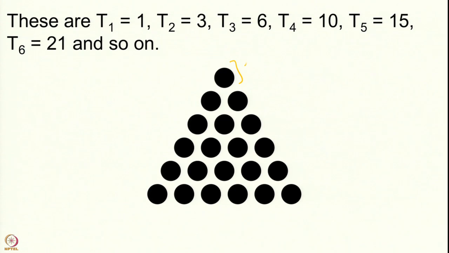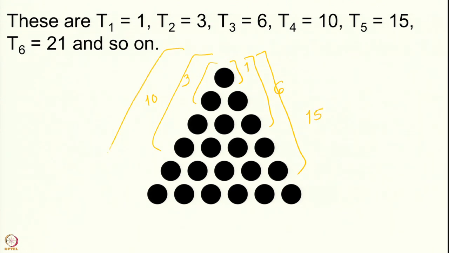Here we see that this number is 1. If you consider only one dot, a single triangle with side equal to 1, you have 1 element. If you consider this triangle, you have 3 elements. Here there are 6 elements, here there are 10, here there are 15, and finally you have 21 elements.